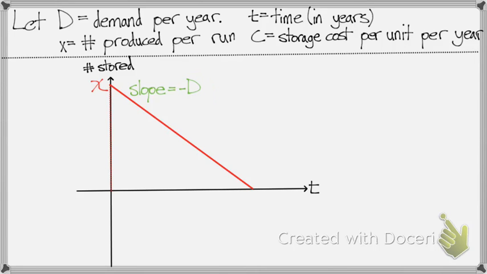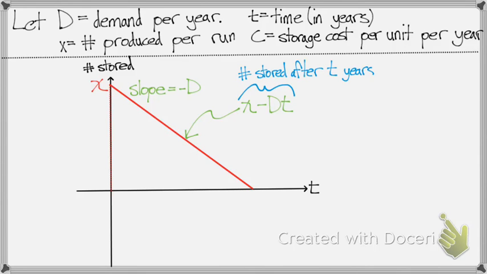The upshot of that is once we know the slope, it's easy to write down the slope-intercept form of the equation of this line, which in this case is x minus dt. And this is going to be the number of things that we have stored in our warehouse after t amount of time has gone by. That is to say, after t years have elapsed.